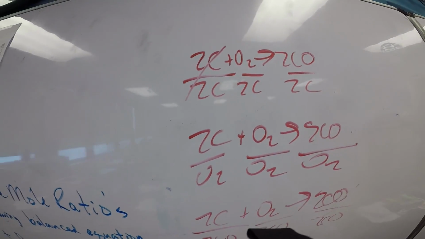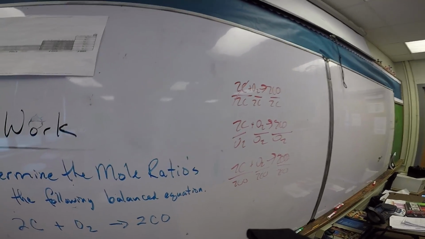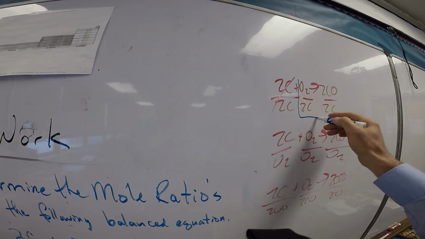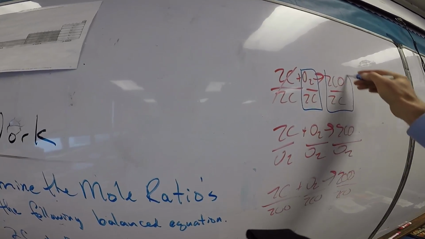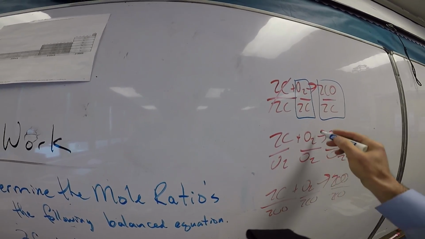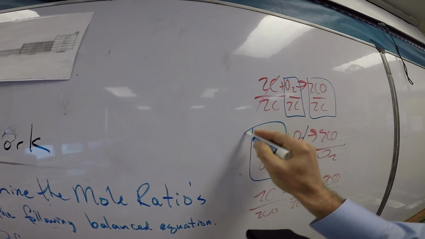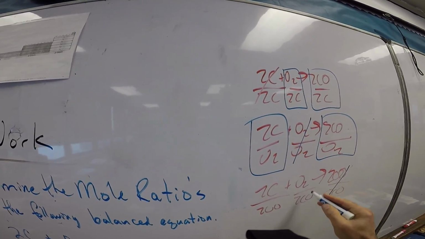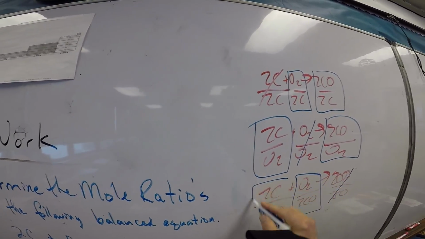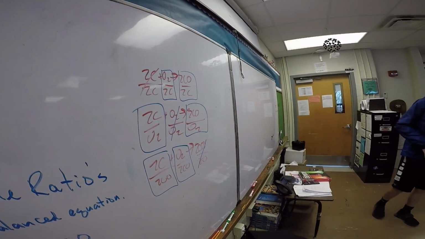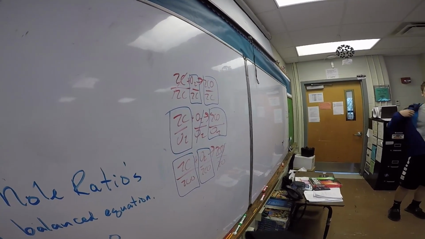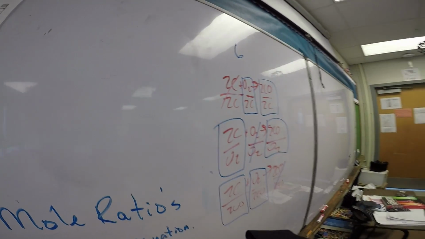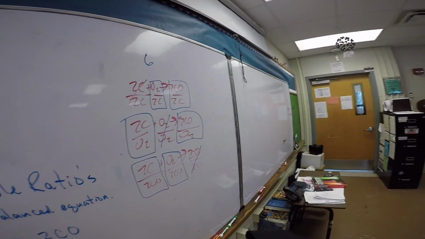This is correct. He did the first one. You can see that this would be your true ratio. This one's going to cross out, true ratio. And then obviously this one crosses out. So how many true ratios do you have here? Right, so we've identified 6 mole ratios from this balanced equation.